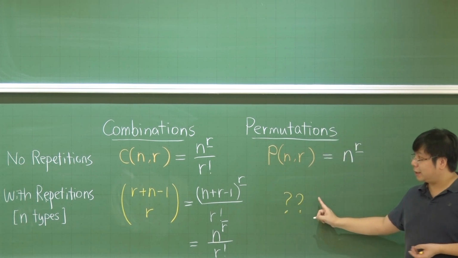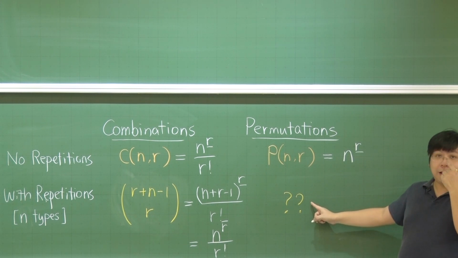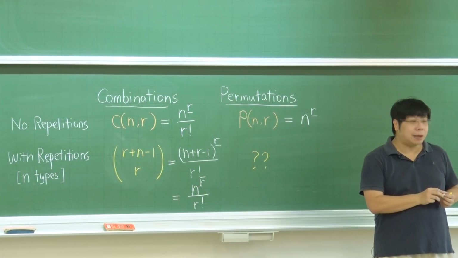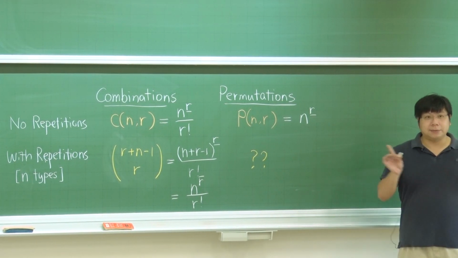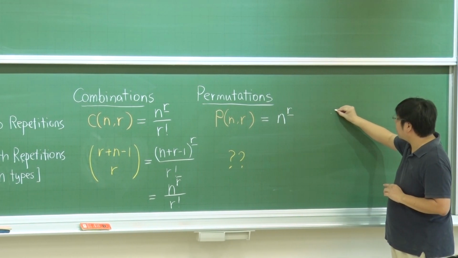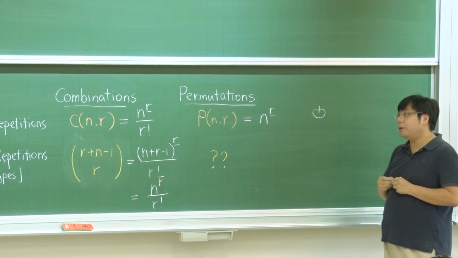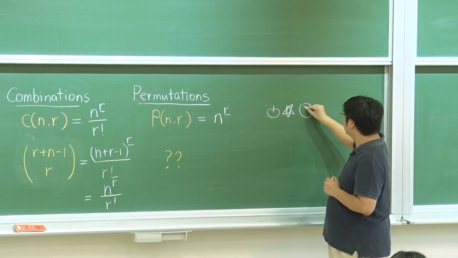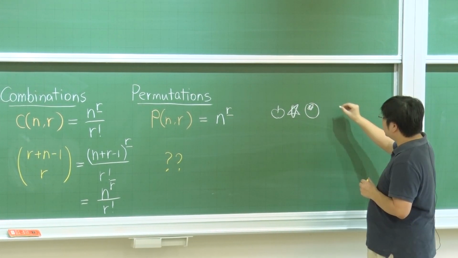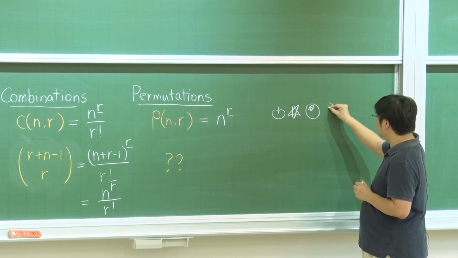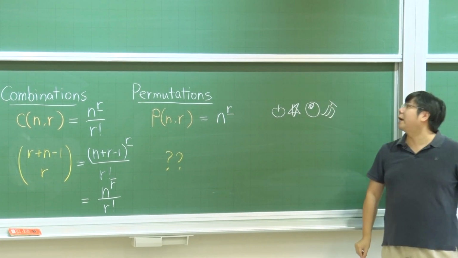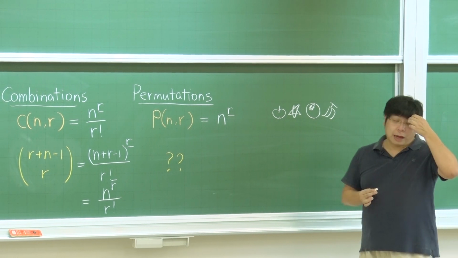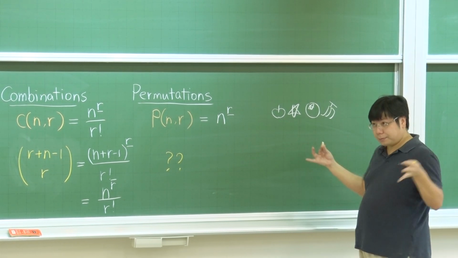And finally, this is the case that we have missed. We want to count how many ways there are. There are n types of objects. You can imagine one type is apple, one type is starfruit, one type is orange, one type is banana. Let's say there are 4 types of objects, and we want to have R objects selected.